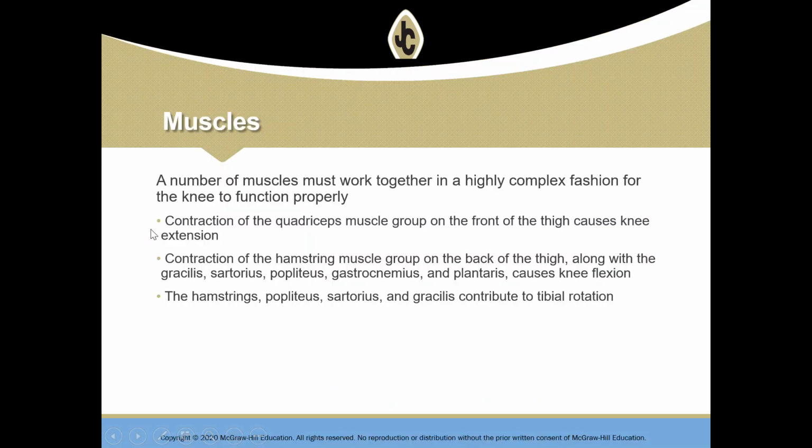Muscles of the knee joint. There's a number of muscles that work together in a highly complex fashion to keep the knee functioning properly. Contraction of the quadricep group on the front of the thigh causes knee extension, and contraction of the hamstring group on the back of the thigh, along with gracilis, sartorius, popliteus, gastrocnemius, and plantaris muscle cause flexion. Okay, so there's a lot of muscles within the upper thigh and knee joint area.